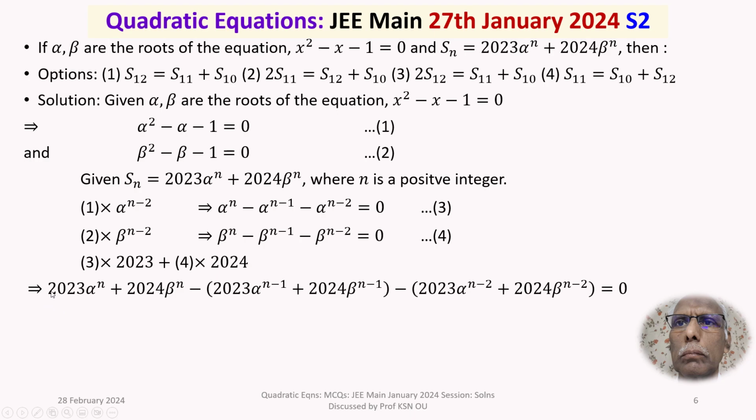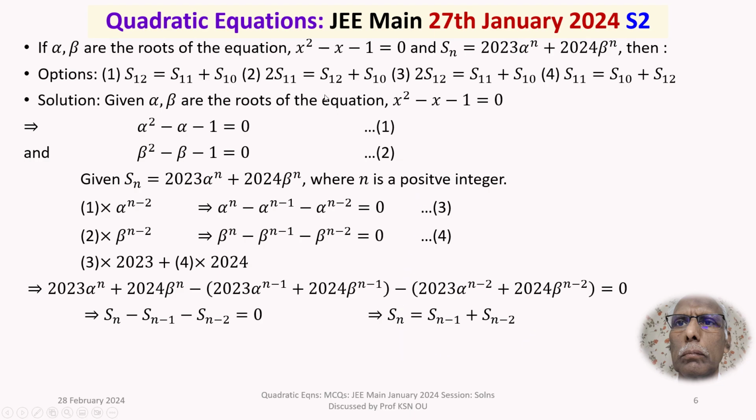And what is 2023 multiplied by alpha to the power of n plus 2024 multiplied by beta to the power of n? That will be Sn. Minus this second one, the second one in brackets is Sn minus 1. Minus the third, this one is Sn minus 2. So Sn minus Sn minus 1 minus Sn minus 2 is equal to 0. This will imply Sn is equal to Sn minus 1 plus Sn minus 2.